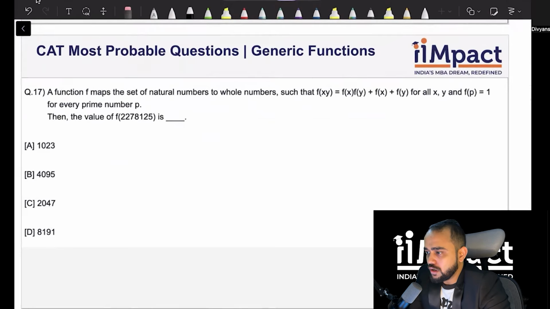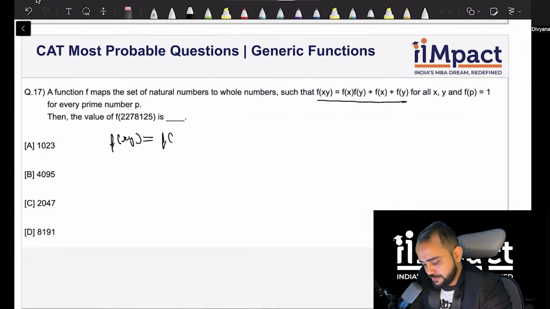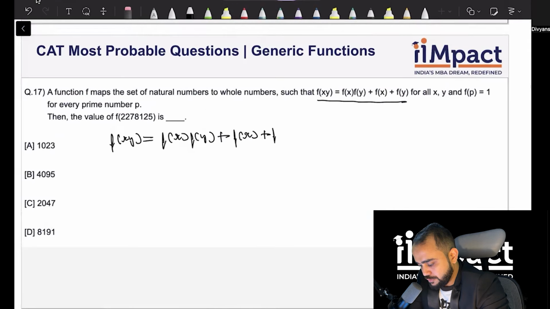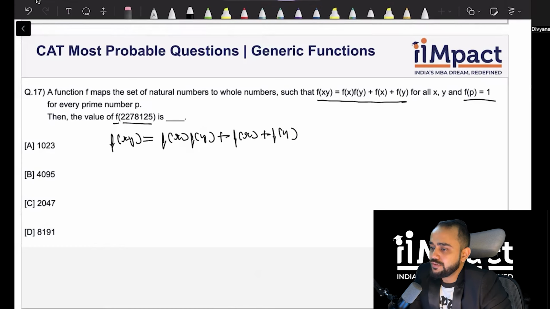All right, folks. So let's start with question number 17. We are given f of xy is equal to f of x into f of y plus f of x plus f of y. And f of p is given to me as 1 for every prime number p. I need to find f of this very large number 2278125, which I obviously cannot do manually, which means I have to develop some sort of pattern or some observation has to be done.